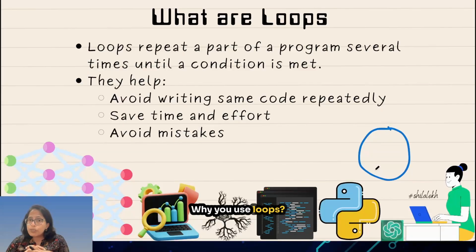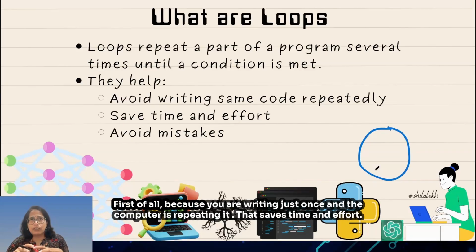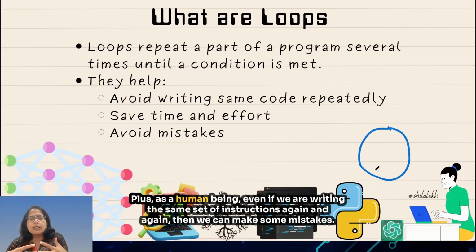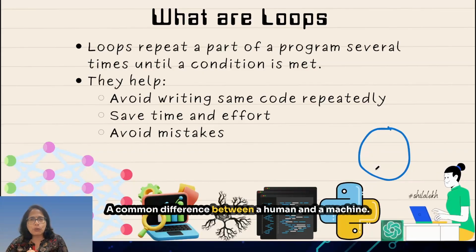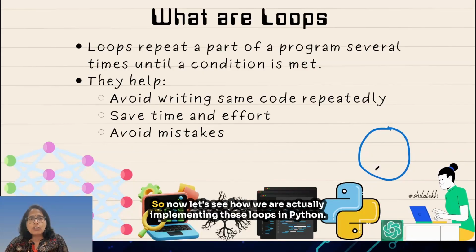Why do we use loops? First of all, because you are writing just once and the computer is repeating it, so that saves time and effort. Plus, as a human being, even if we are writing the same set of instructions again and again, then we can make some mistakes. But when the computer is doing something repeatedly, it will not make a mistake. The common difference between a human and a machine. So now let's see how we are actually implementing these loops in Python.